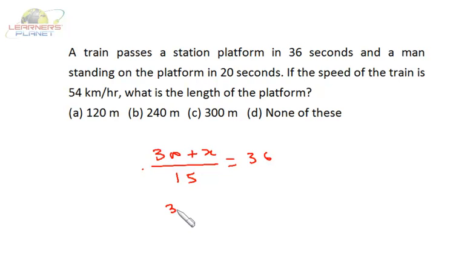So it is 300 plus x is 540, and it's 240 meters. Okay, so with the minimal use of paperwork, we have solved this problem, and I hope you might have also done the same way. Okay, let's take the next problem. The length of the platform in this case is 240 meters. Okay.